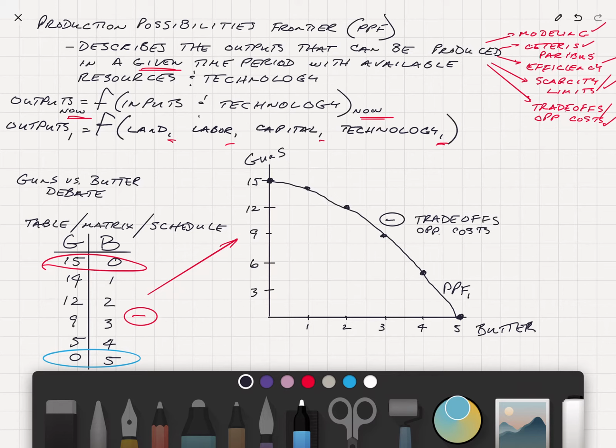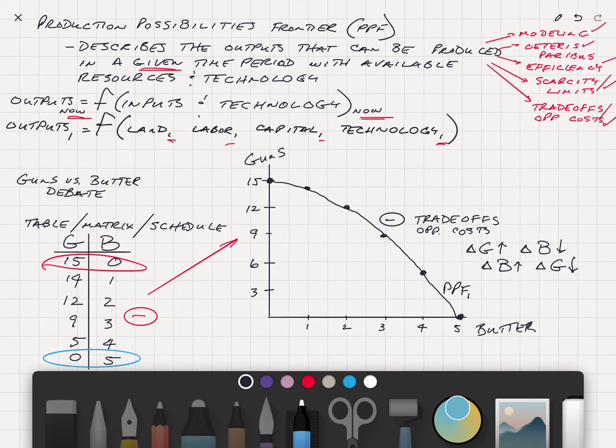What does that mean? It means that if society wants more of what's on the vertical axis, it has to give up what's on the horizontal. Likewise, if it wants more of what's on the horizontal, it has to give up whatever is reported on the vertical axis. So I can say here, if you have a change in G up, you're going to have a change in B down. If you have a change in B up, you're going to have a change in G down. These are trade-offs, opportunity costs.